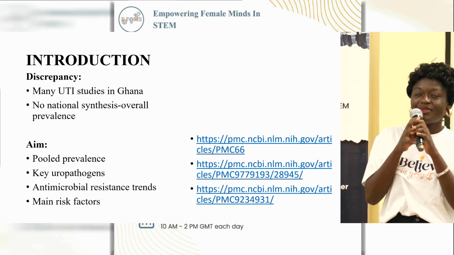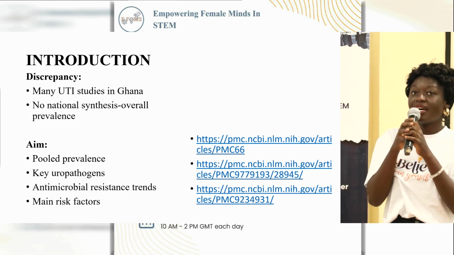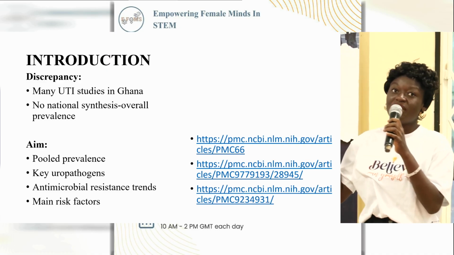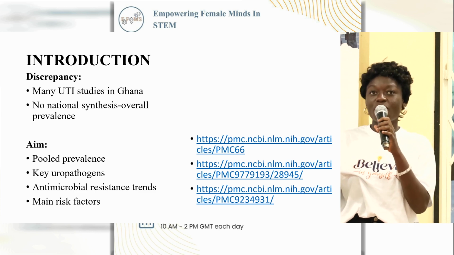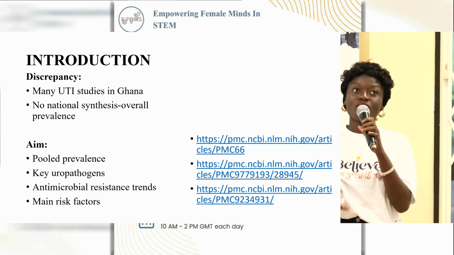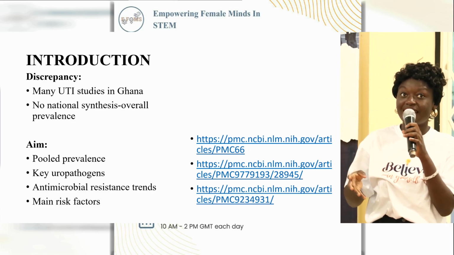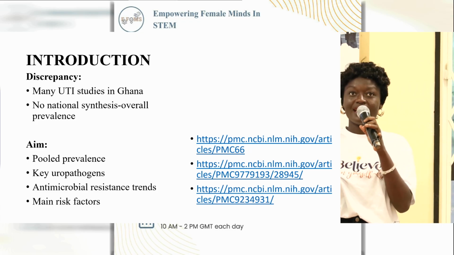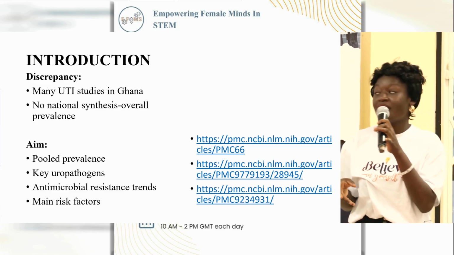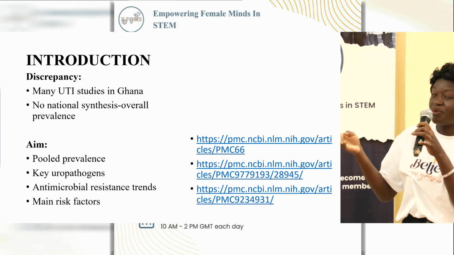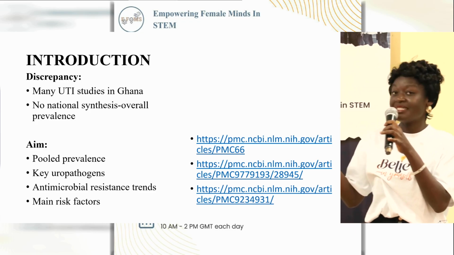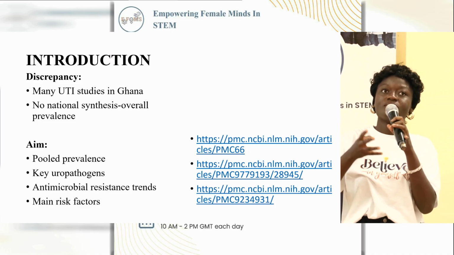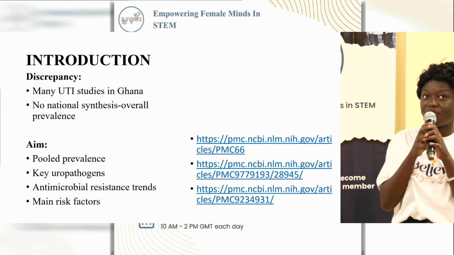So for the systematic review, we had to look at some discrepancies. We realized there were many single-based UTI studies in Ghana, but there was no pooled national prevalence of UTI studies in Ghana. So we had to write a general UTI paper showing the pooled prevalence and also be able to find some key uropathogens, identify some antimicrobial resistance trends, and know some risk factors associated with UTI infections.